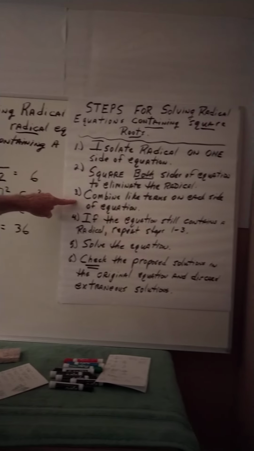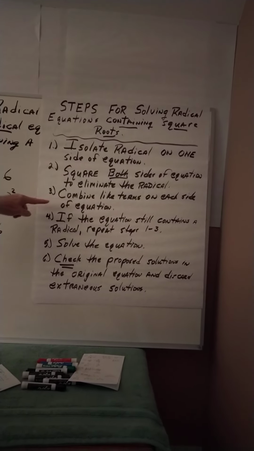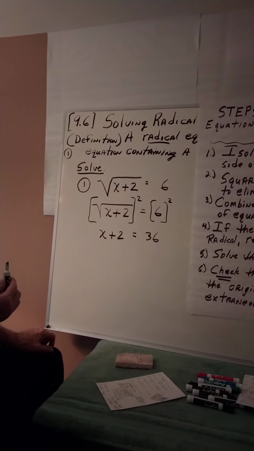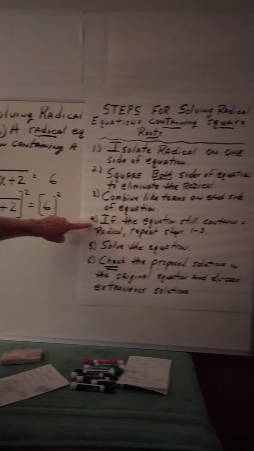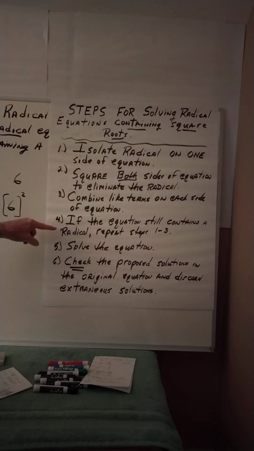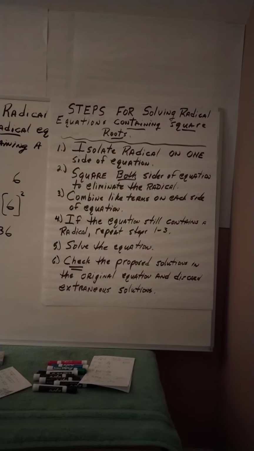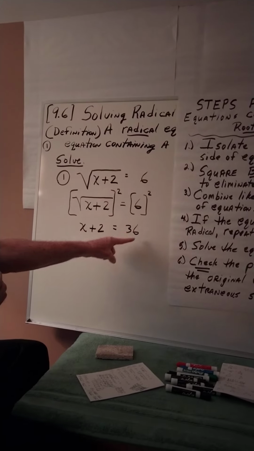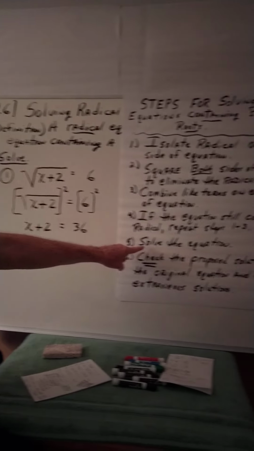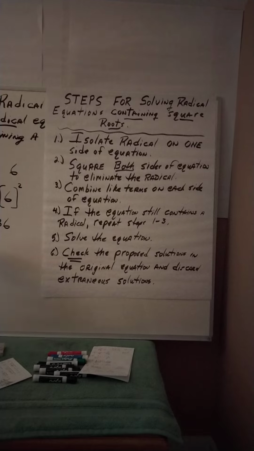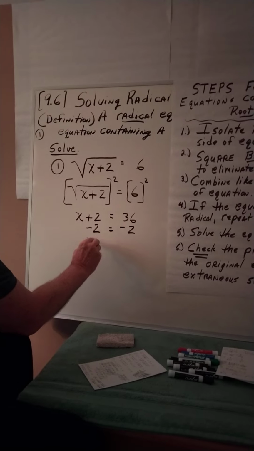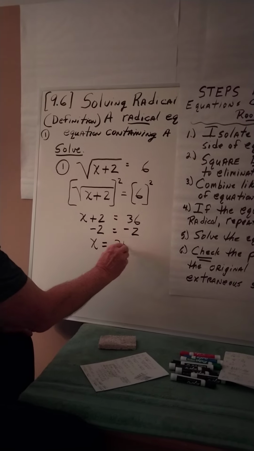And now step 3. Combine like terms on each side of the equation. We don't have any like terms to combine. Step 4, if the equation still contains a radical, repeat steps 1 through 3. We don't have to repeat steps 1 through 3. We no longer have a radical in this new equation after squaring both sides. So we just immediately go to step 5 and solve the equation. So negative 2 on the left and negative 2 on the right, and x is equal to 34.